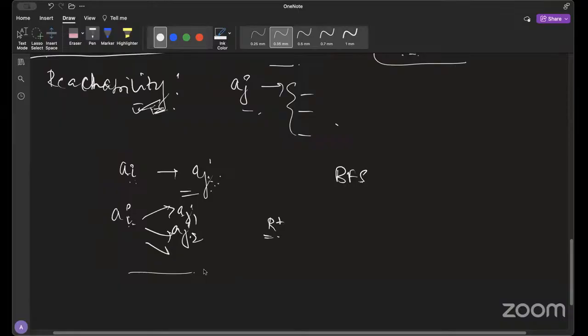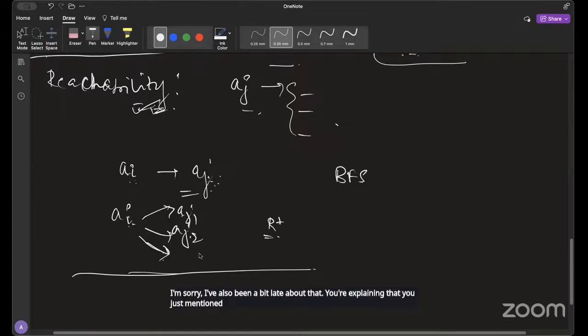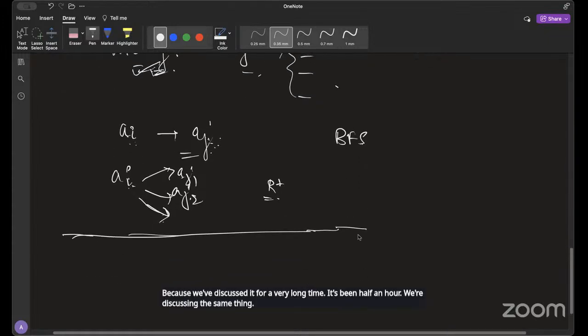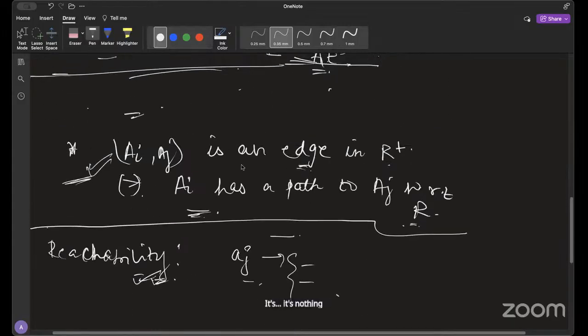Is this much clear? You are talking about the transitive sets. Could you please explain that part? I'm sorry, I joined a bit late. You just mentioned the transitive sets to someone, and I'm not clear with that. We've discussed it for a very long time, it's been half an hour. We're discussing the same thing. Okay, fine. With regard to this particular part, it's just this thing.